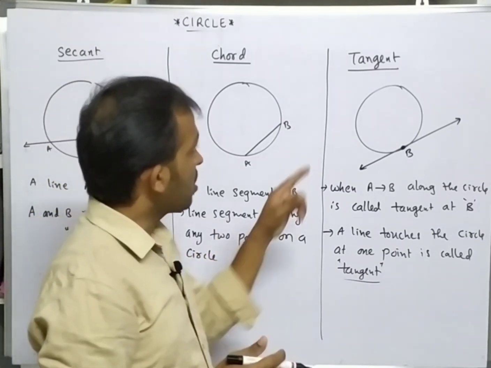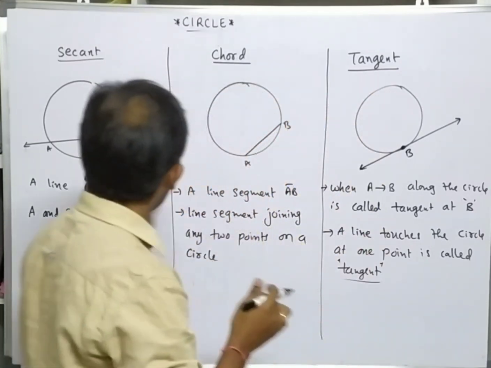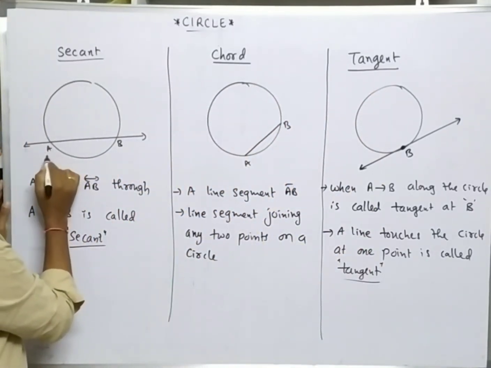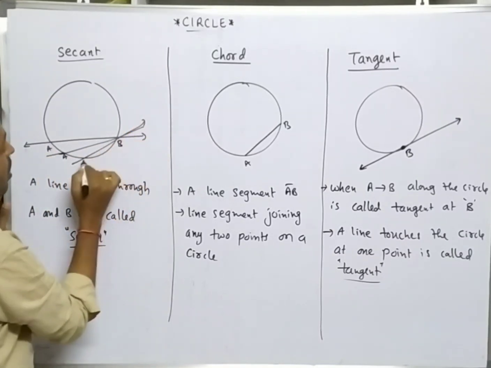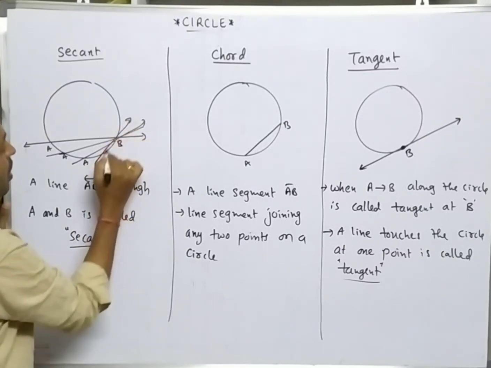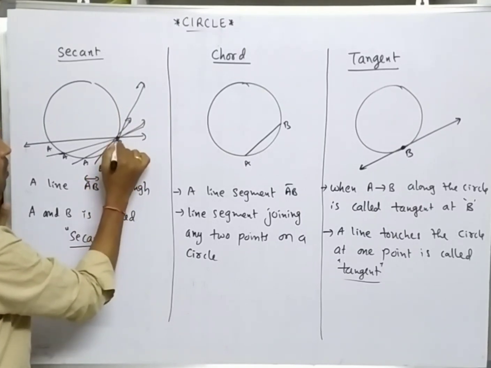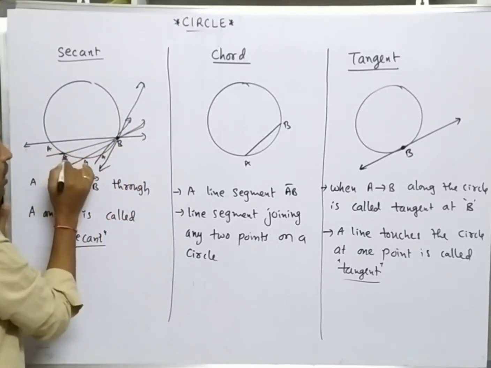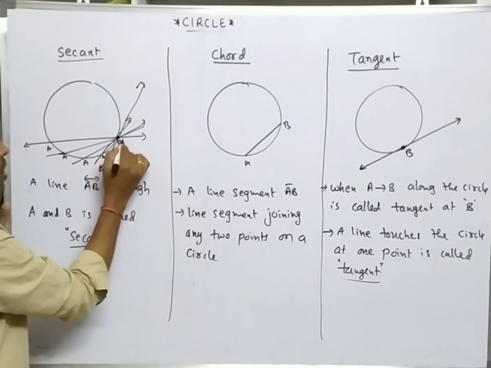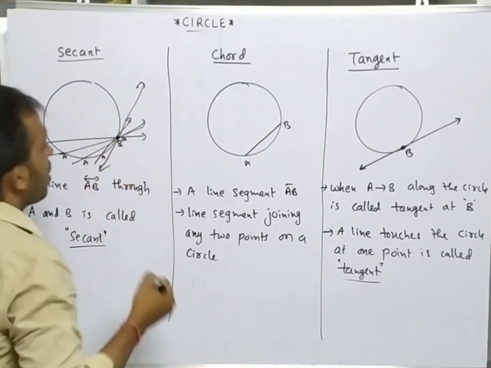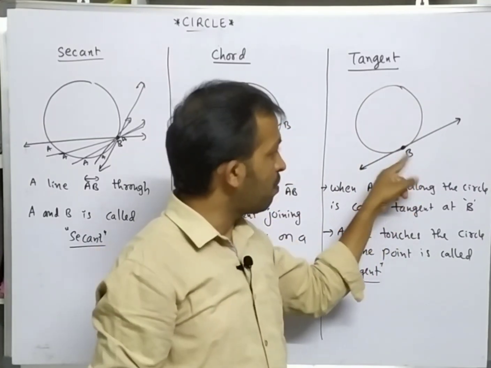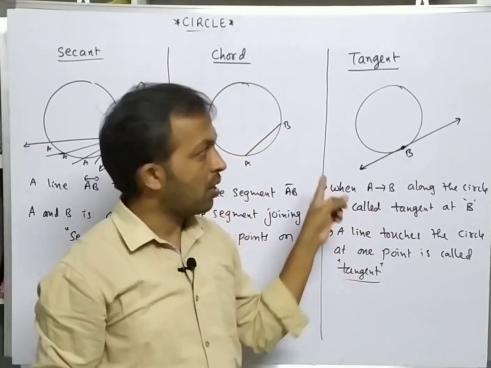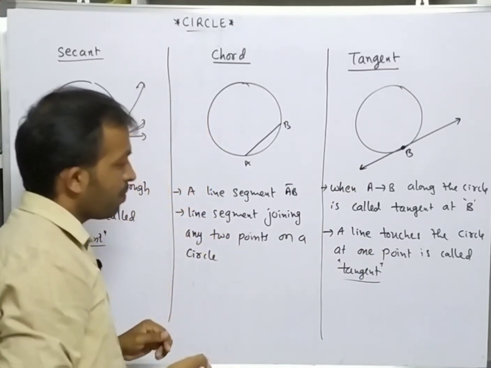Next, tangent. As A approaches B, like this, A is approaching B, finally A reaches here. If A coincides with B, then the line touches the circle at only one point, that is B. That is called a tangent to the circle.